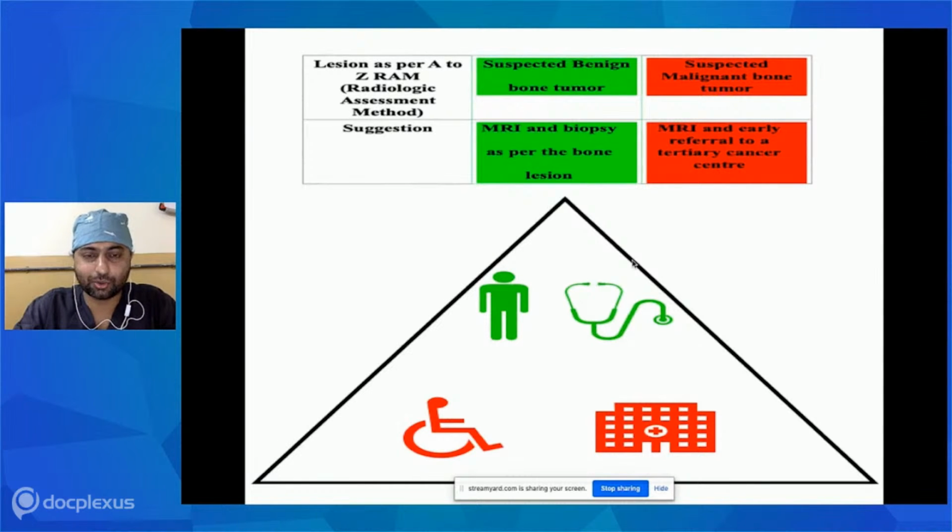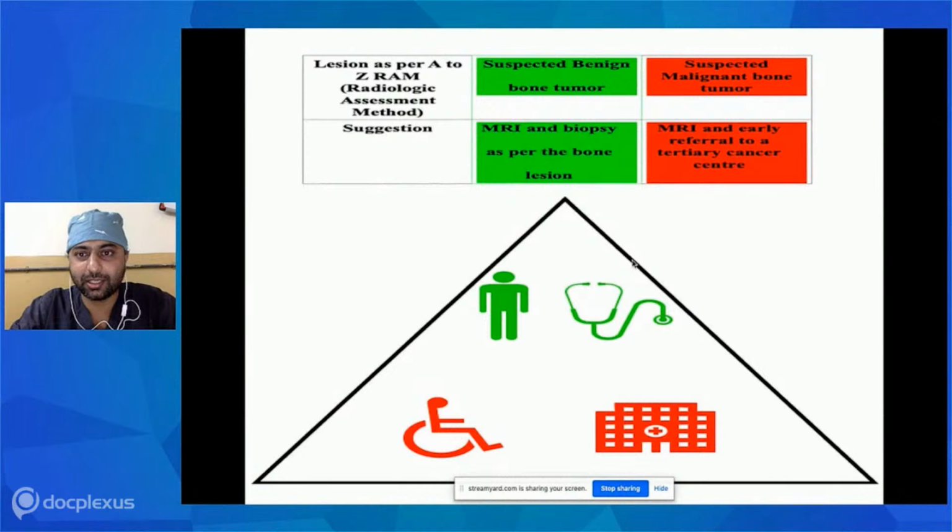All our roads have signals. There is a green signal for go and a red signal for stop. For a green signal, we can have an X-ray and it's a benign bone tumor. So the treating physician can get an MRI done and a biopsy as per the lesion, depending on which type of lesion it is.